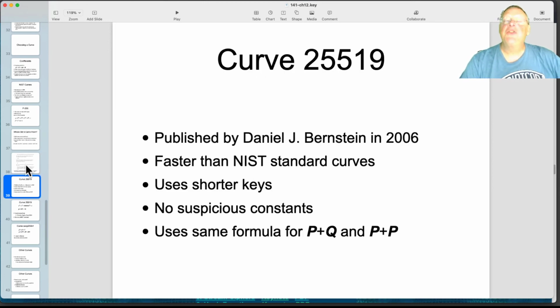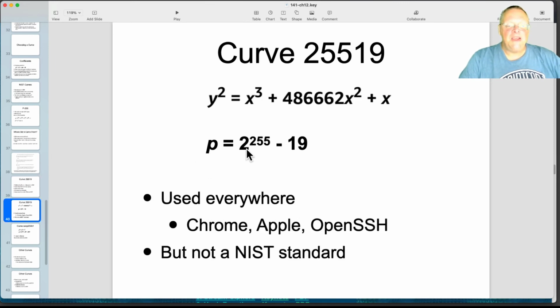So anyway, here's some other curves that are out there. Daniel Bernstein published this one, 25519, which has P as 2 to the 255 minus 19. That's where he got the number. And it just has this number here, 48662, and he explains where he got it. And so you have no suspicious curves anywhere, and a bunch of people use this. But it is not the NIST standard. It's not the one the government recommended.